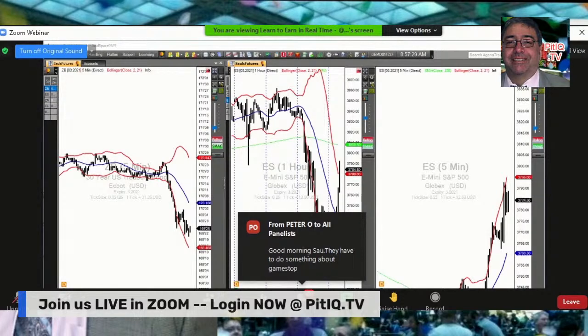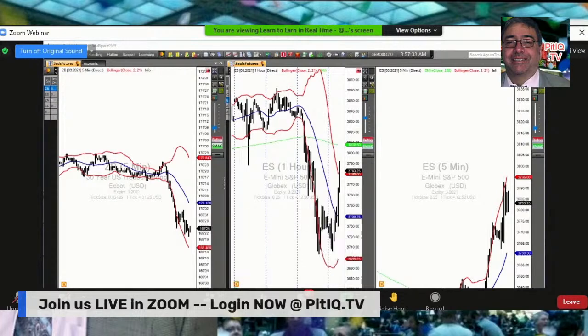GameStop as a percentage of the market: first of all, it's not in the S&P. Okay, that's the first thing. It doesn't really affect the market as far as the value of the stock is concerned. It's too small a stock to be able to affect the market.